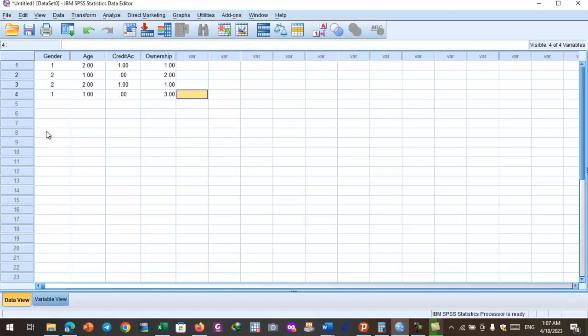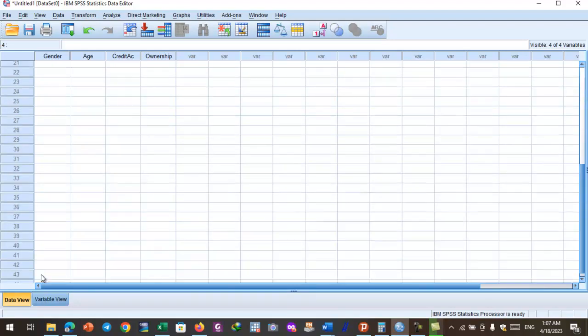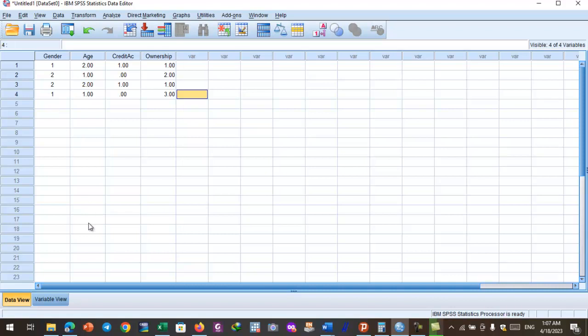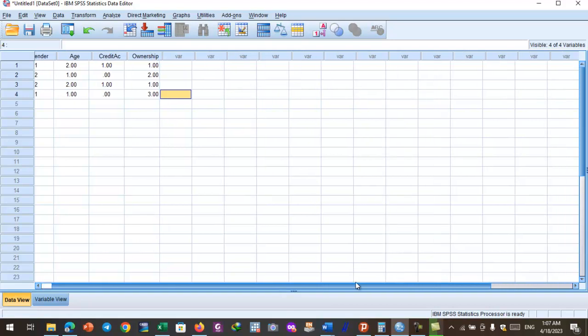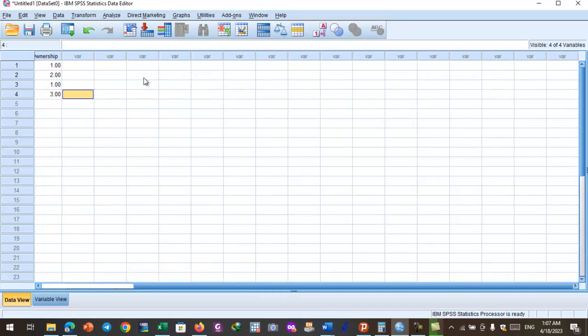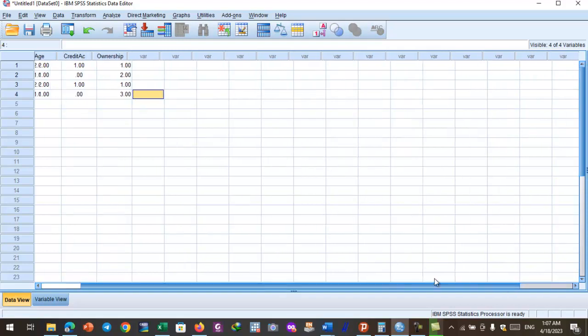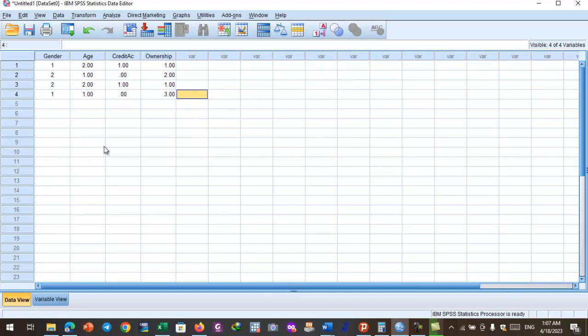If we have 39 participants, as I have said, or 40 participants, we continue to record the responses given by all those participants for all the questions. Those are just examples, but in real research work we can have about 100 variables, 100 questions, 50 questions, 40 questions, 30 questions, like that.